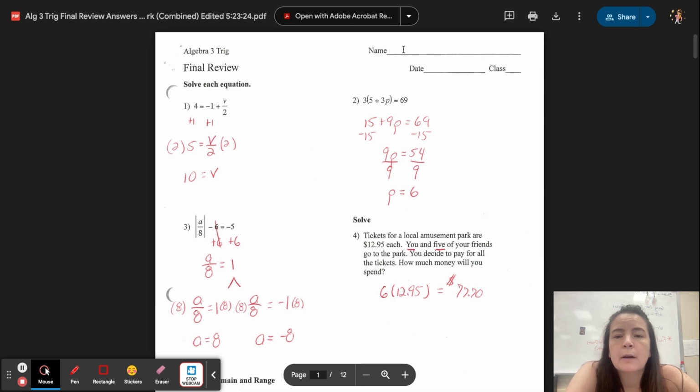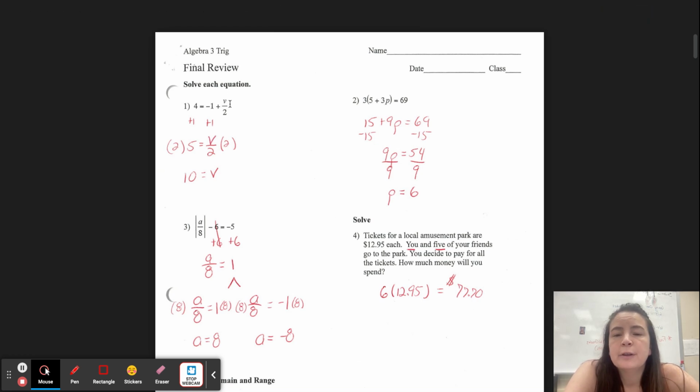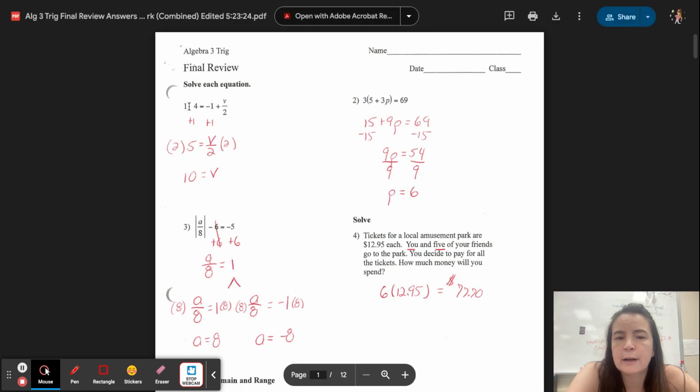So for number one, this is a basic solving problem. We just have to get the variable by itself. So we're going to go ahead and add 1 to both sides. Then we're going to multiply by 2. We're going to get the result of 10. If you want to check your work, all you have to do is plug the 10 in for V and make sure that this side comes out to be 4 since this side is already 4.